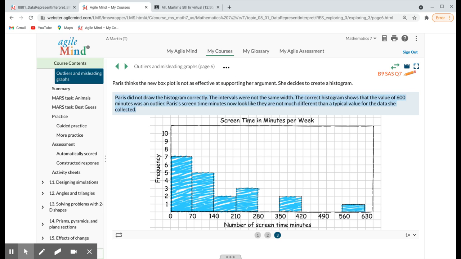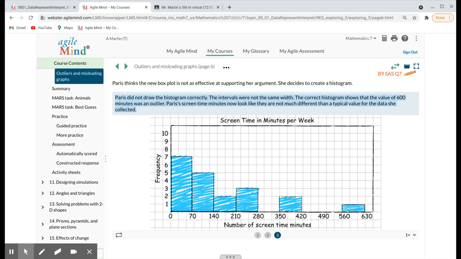Paris did not draw the histogram correctly. The intervals were not the same width. The correct histogram shows that the value of 600 minutes was an outlier. So Paris's screen time minutes now look like they are not much different than any typical value for the data she collected. So with this, today we've learned how data can be drawn or written to be misleading, and we've learned how to fix graphs so that they're not misleading.